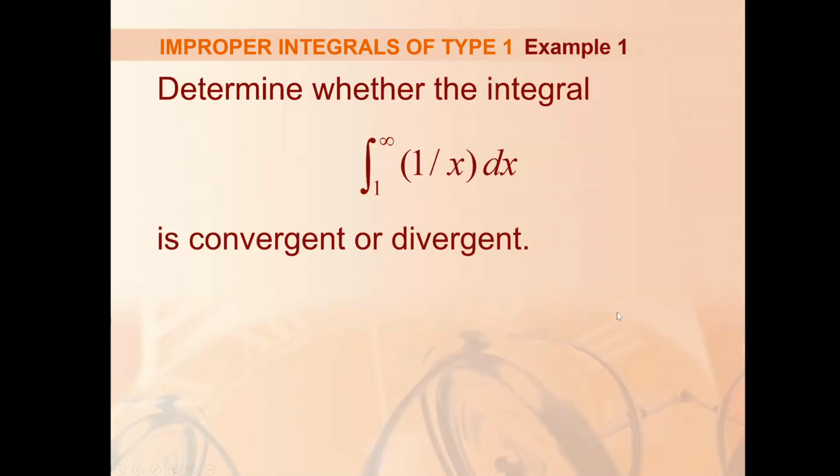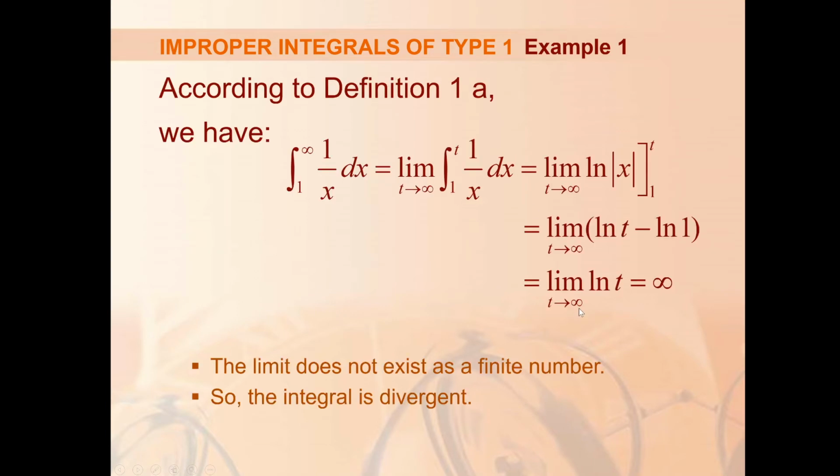So determine whether the integral from 1 to infinity of 1 over x dx is convergent or divergent. Again, convergent means the limit can be found. Divergent means the limit cannot be found. So let's try to do that. We integrate it, so we have natural log of absolute value of x. Again, this goes from 1 to t, and using FTC part 2, we have natural log of t minus natural log of 1. And you may notice that natural log of 1 is 0.